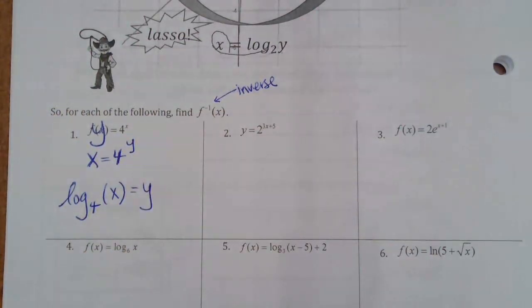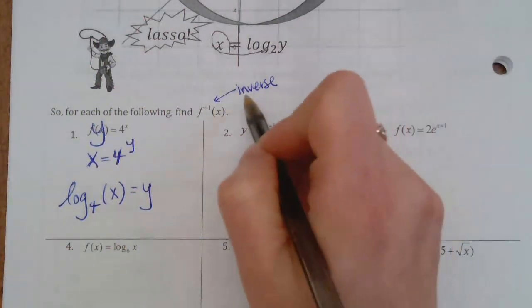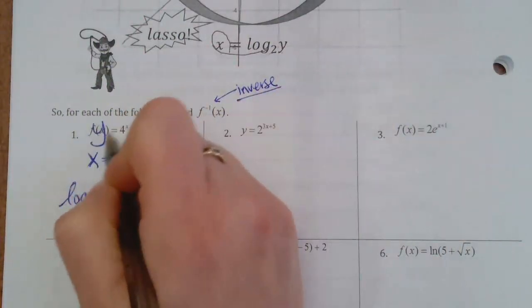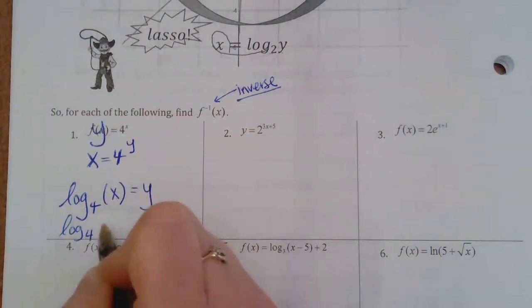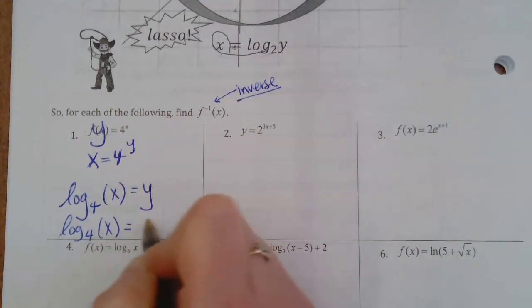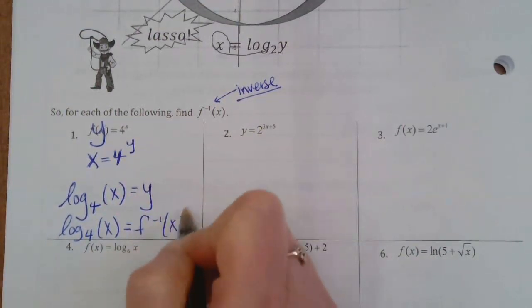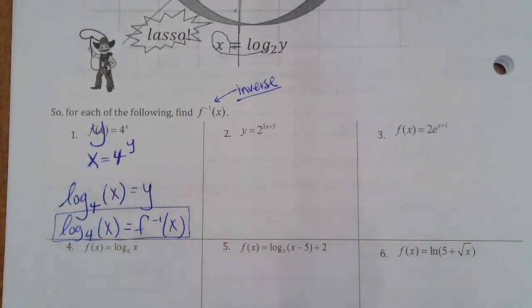But I can't leave it that way because that makes it look like an original function, and remember we're trying to find the inverse. So since the original problem started as an f of x, my final answer would be log base 4 of x equals f inverse of x, and that would be how I'd write my final answer. So let's do another one that has some more going on.